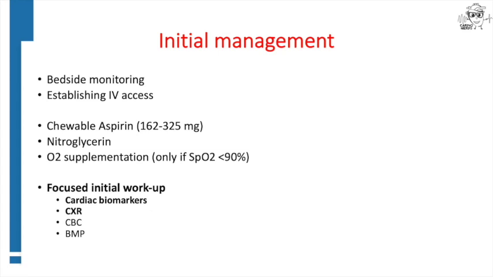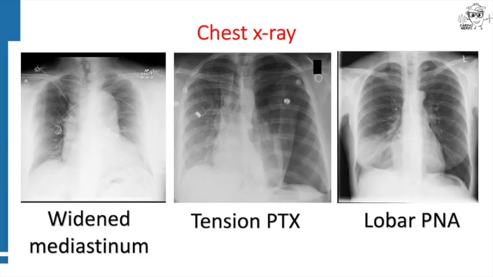The initial focused workup of patients with acute coronary syndrome includes obtaining cardiac biomarkers for confirmation and risk stratification, obtaining a chest X-ray for excluding other causes of chest pain, and obtaining a CBC and a basic metabolic panel. A stat chest X-ray should be obtained within the first 30 minutes from presentation, but should not delay reperfusion therapy unless clinically indicated. For example, when there is high suspicion for acute aortic dissection. In that case, a chest X-ray is useful.